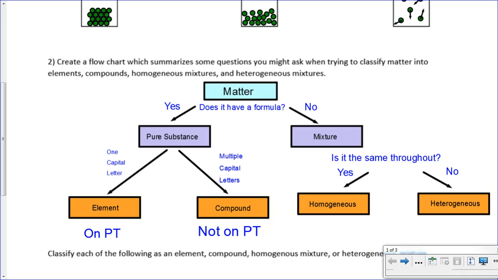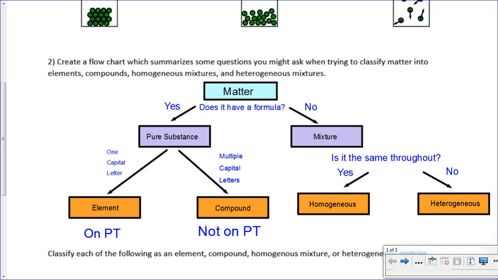In terms of the formula, if it has just one capital letter in the formula, that means it's an element. If it has multiple capital letters in the formula, it's a compound, okay, because that means it has multiple elements in it that are chemically bound to one another. Elements are on the periodic table, compounds are not on the periodic table, so that's another way that you can double check yourself on that.